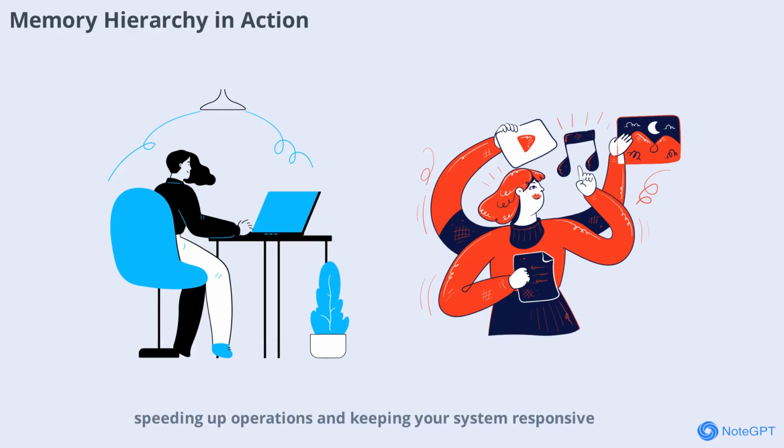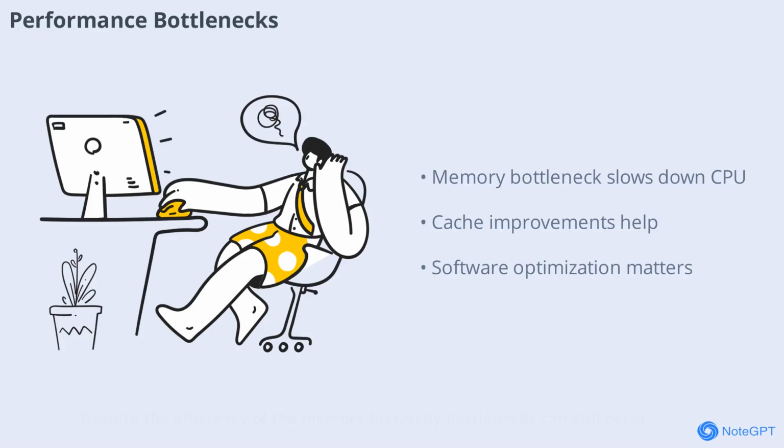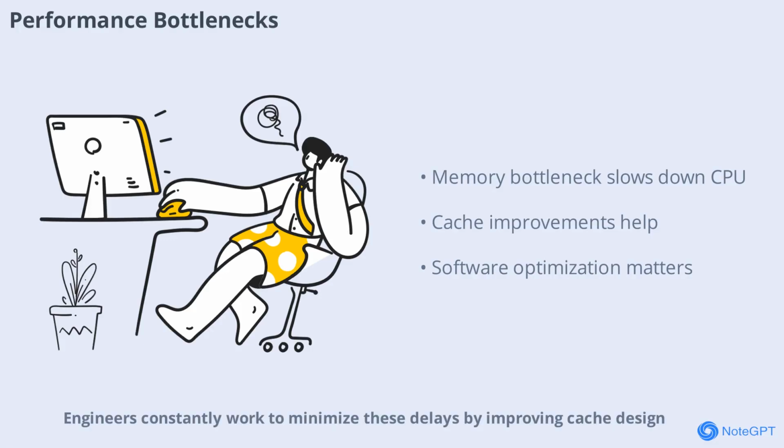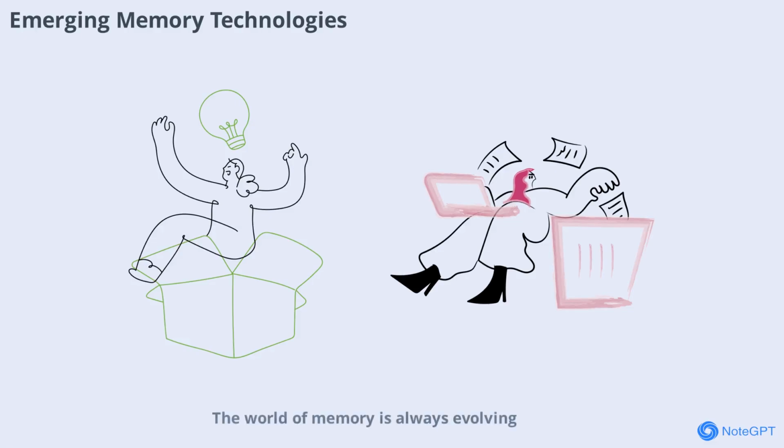Despite the efficiency of the memory hierarchy, bottlenecks can still occur. If the CPU has to wait too long for data from slower memory, overall performance drops. This is known as the memory bottleneck. Engineers constantly work to minimize these delays by improving cache design, increasing RAM speed, and optimizing software to make better use of available memory.